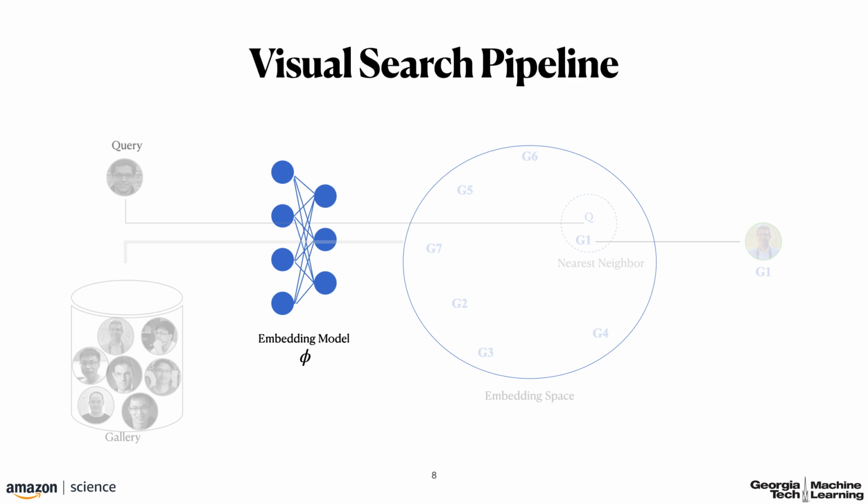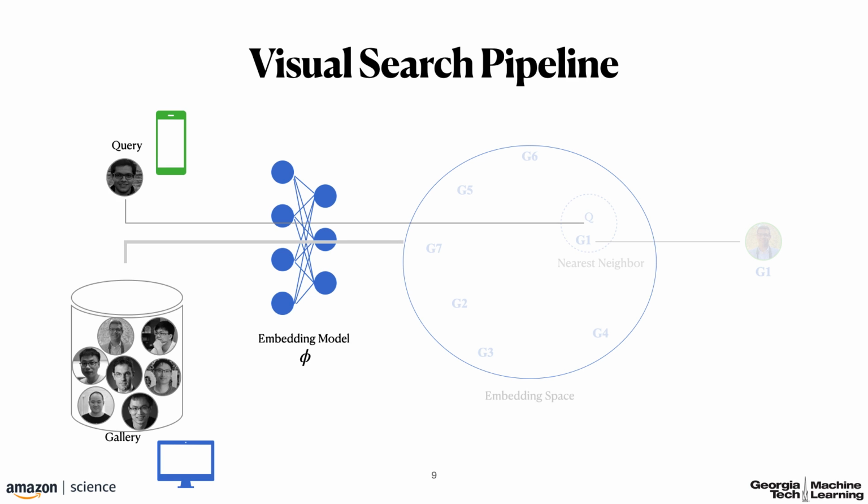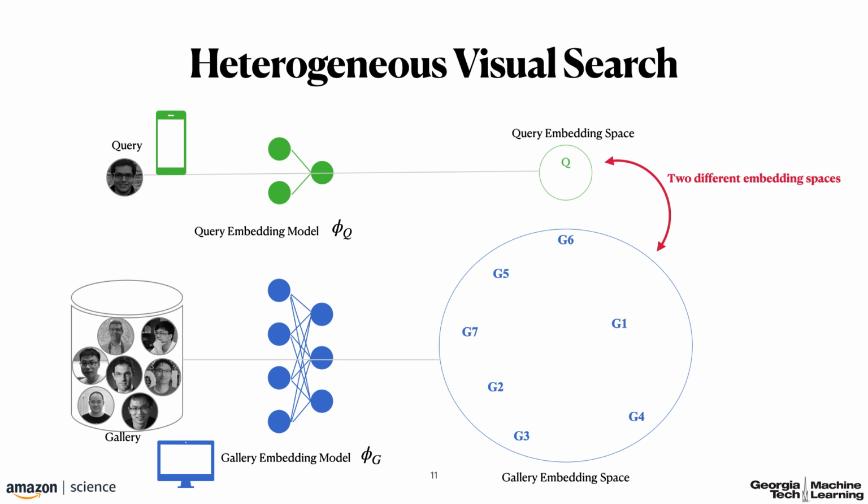As you may have noticed, we use the same embedding model for both the query and gallery images. This causes several issues. Typically, the gallery database is housed on a cloud server, whereas the query arises from an edge device. This means that the size of the embedding model is constrained by the compute constraints available on the edge device. Choosing a small embedding model often leads to a large loss in accuracy. To overcome this drawback, we propose a heterogeneous visual search system that decouples the query and gallery embedding models.